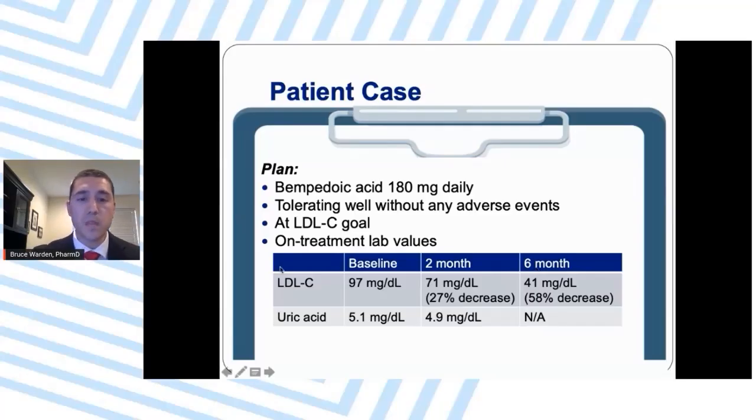Now, this further reduction between months 2 and 6 occurred without any changes in baseline medications or lifestyle interventions as well. Because she had a history of gout, we checked pre and post uric acid levels and found that there was no change, and the patient is asymptomatic from a gout standpoint. So tolerating it very well.